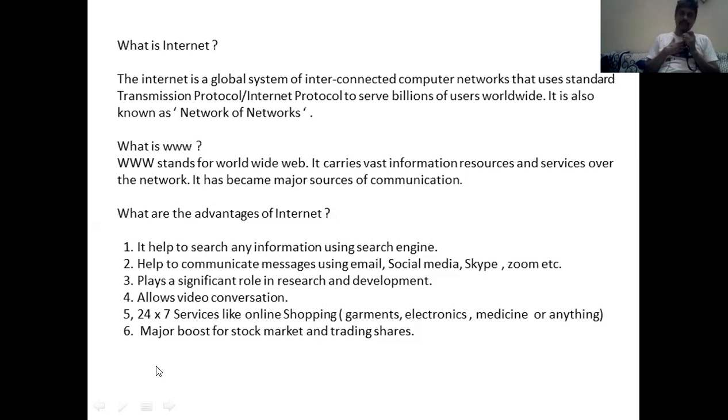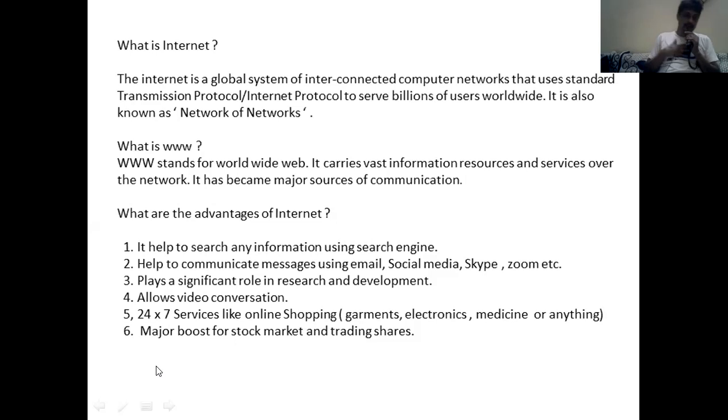A search engine is a part of the internet which helps us collect lots of information from the different internet servers, and that information is displayed in front of us as a list. Then, with the help of the internet, we can communicate using email, social media, Skype, Zoom, etc. When I say etc., it includes Facebook, WhatsApp, and lots of different application software.